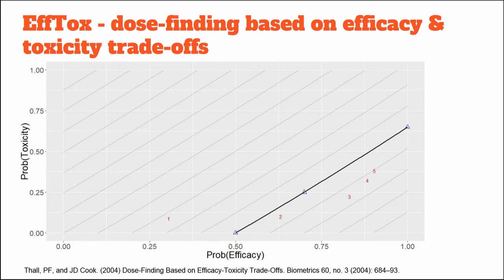This one's called FTOX. And like the name suggests, it uses efficacy and toxicity outcomes in dose-finding. But of course, now you can see it's a two-dimensional problem. So you've got dose levels associated with rates of toxicity and efficacy, and you're trying to choose between them. So that forces you to think about some kind of trade-off between the two. And that's exactly the route that Thall and Cook took with their design.